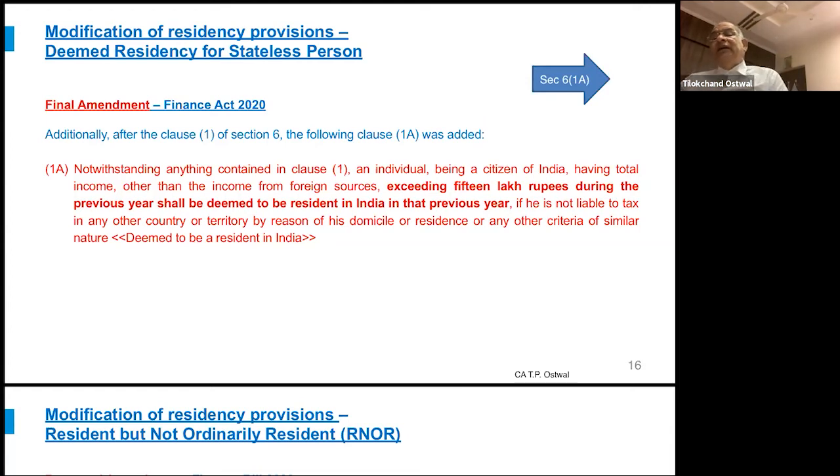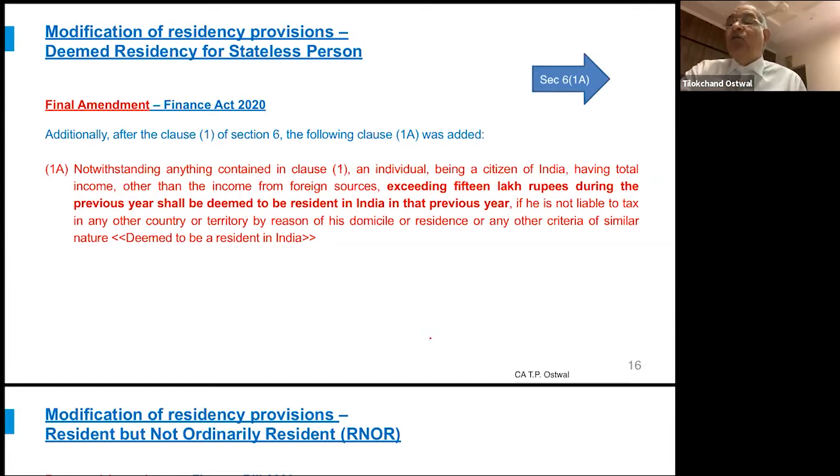shall be deemed to be a resident of India in that previous year, if he is not liable to tax in any other country or territory by reason of his domicile, residency, or any other criteria of a similar nature. In the case of Dubai, these criteria are not applicable. The criterion in Dubai is only 183 days' stay.